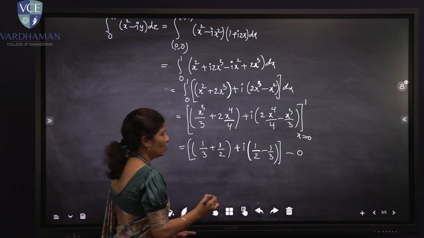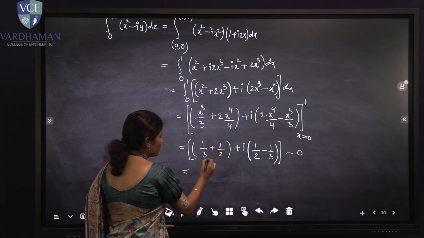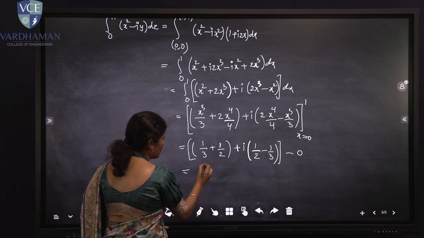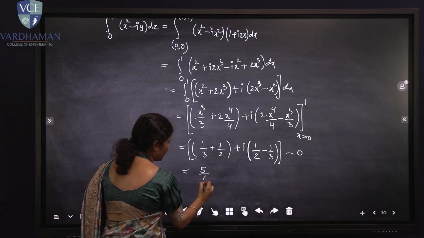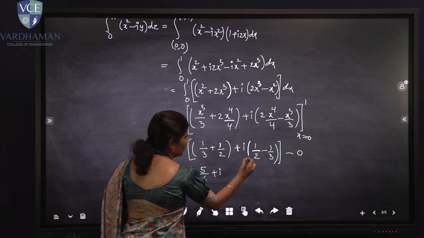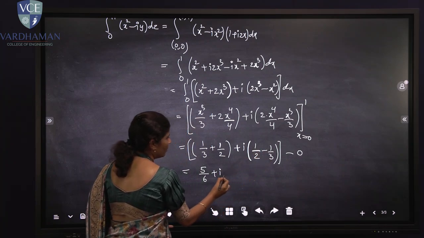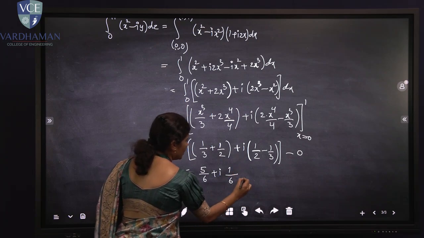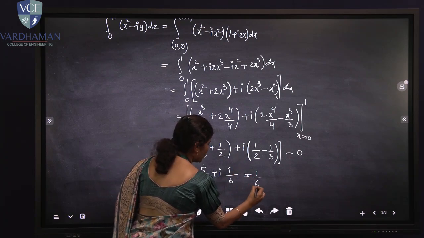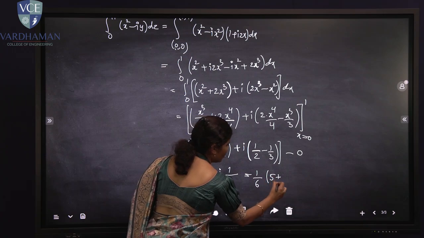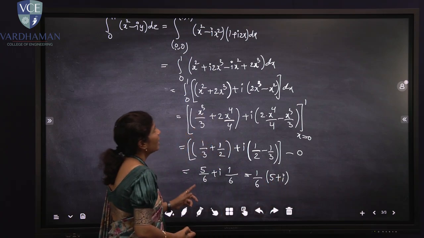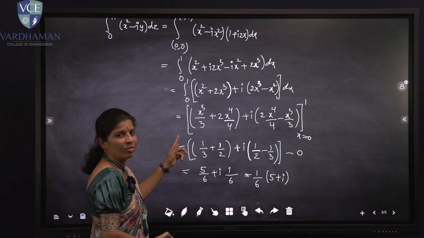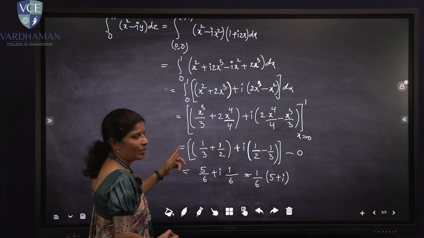we will get 0. That is 1 by 3 plus 1 by 2. If we take the LCM and simplify, we get 5 by 6 here, plus i, and if we take the LCM of 1 by 2 and 1 by 3, we get 6. If we take the common 1 by 6, we get the value 5 plus i, and this is the final answer along the first path, y equals x square.